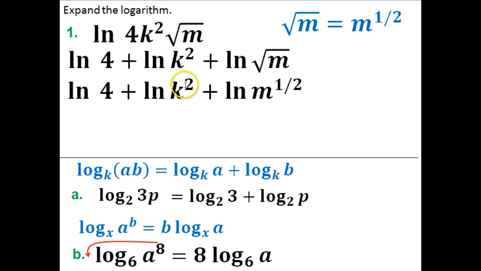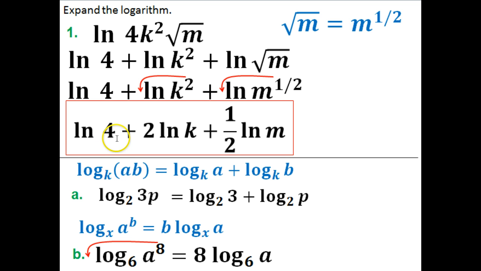This one, I've got to take this k squared and move that 2 out in front. And this one has a 1/2, so I've got to move that 1/2 out in front. So if I write my answer, it will look like this: the natural log of 4 plus 2, and the 2 came from right here, that exponent, times the natural log of k, plus 1/2 times the natural log of m. And that 1/2 came from here. And again, 1/2 as an exponent is the same as the square root of something.